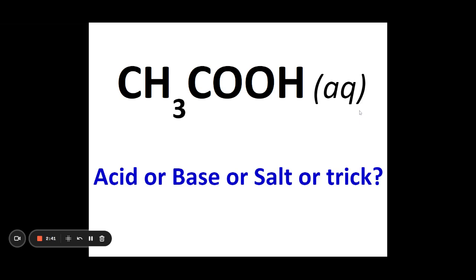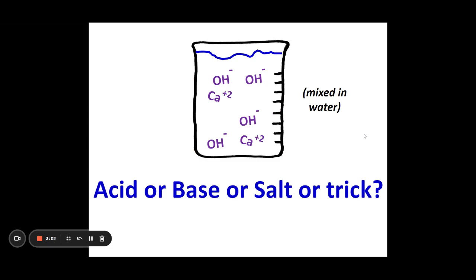All right, let's ramp it up to a little more difficulty. Acid, base, or salt, or a trick? Okay, this one. If you look on table K, you look on table L, you remember stuff from the notes. Oh, this is acetic acid. It can be written in a couple different ways, but this is acetic acid. It's right there in table K with the other acids. All right, we got a solution, and it has calcium plus 2 ions floating around, and it has OH minus ions. Oh, hey, it's got a bunch of ions in solution. Oh, that's a base. It makes OH minus ions in solution, like all the other bases. Calcium hydroxide is on table L, like all the bases.